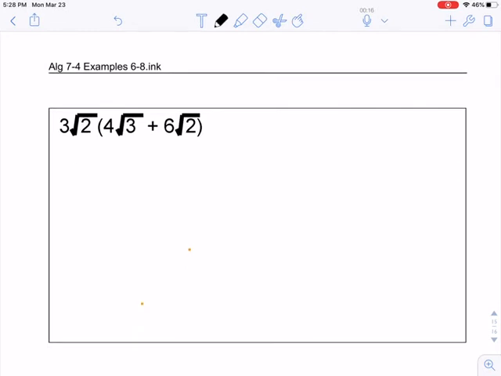All right, last example. Write this down. Try it once you pause the video, and then when you're done, come on back.